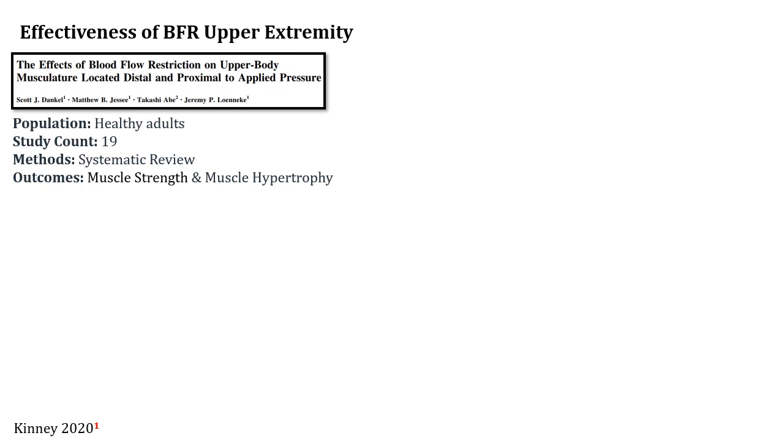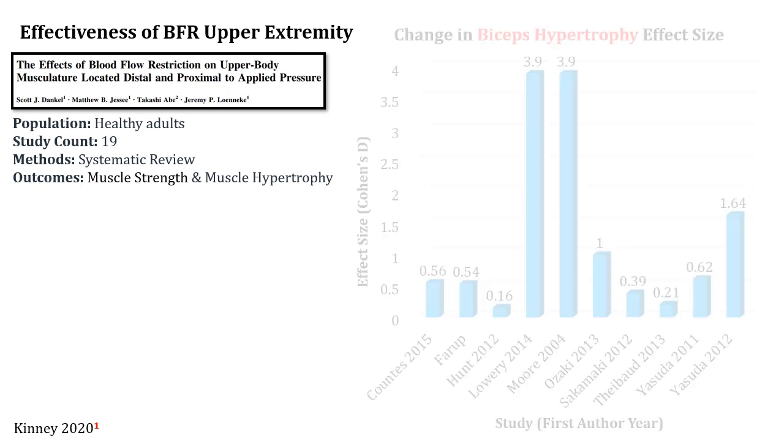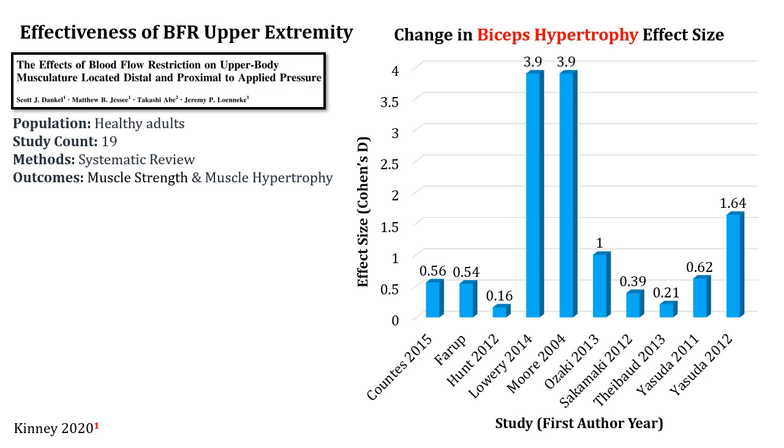Okay, so that last study looked at proximal muscle group, the proximal applications and benefits. Let's look at distal and proximal. So we have 19 studies in this systematic review by Dankel et al. And they looked at muscle hypertrophy as well as muscle strength. Here you see the effect size Cohen's d, and then you have the different studies across the x-axis, and I've added in the labels for biceps hypertrophy as far as the data points for the effect sizes.